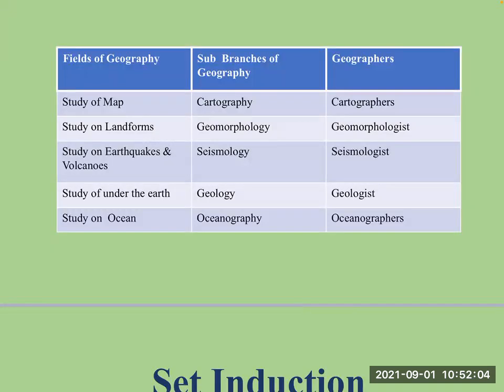The study of maps in geography is called cartography. Those who are experts in cartography are cartographers. At the same time, the second lesson is about landforms, how landforms originate through the endogenetic process, and how earthquakes are formed. The study of landforms is geomorphology, one sub-branch of geography. Those who are experts in geomorphology are geomorphologists.